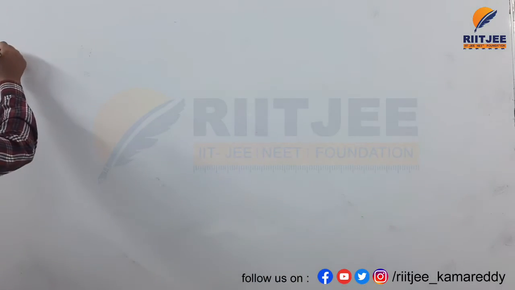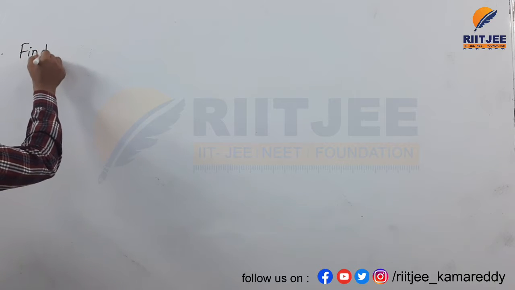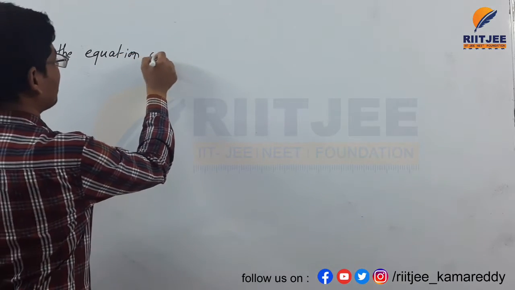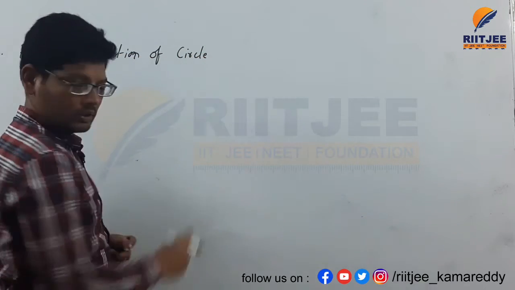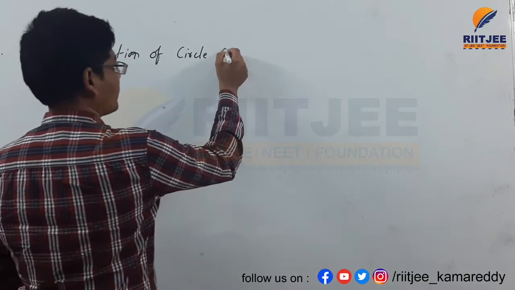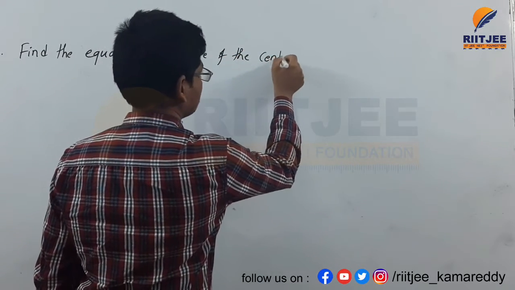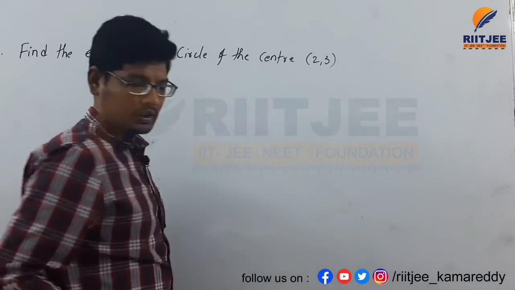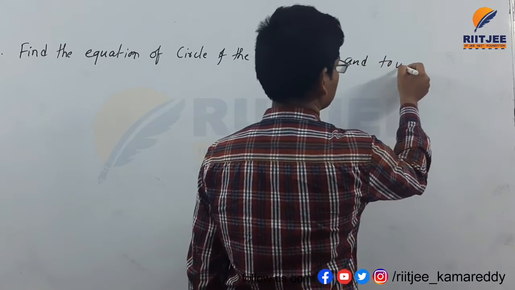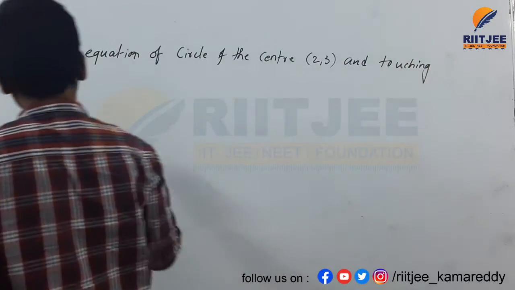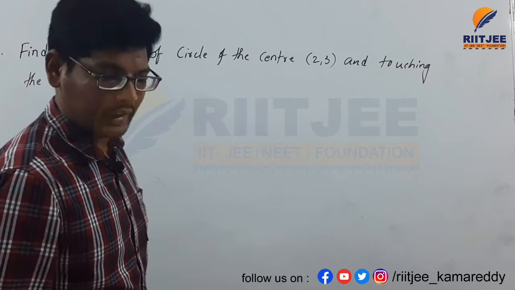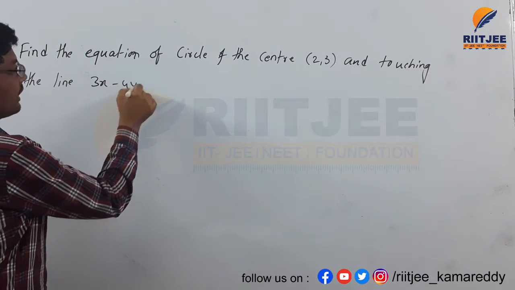Now we will see some problems on tangent of a circle. In that, the first question: find the equation of circle of center (2, 3) and touching the line 3x minus 4y plus 1 equals 0.